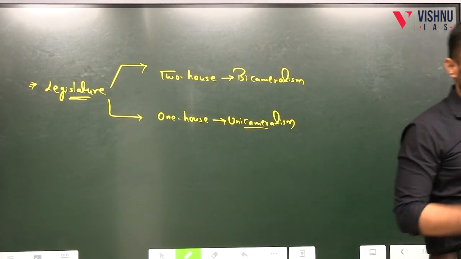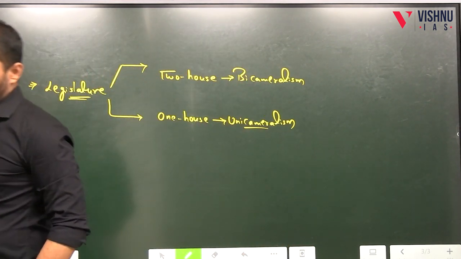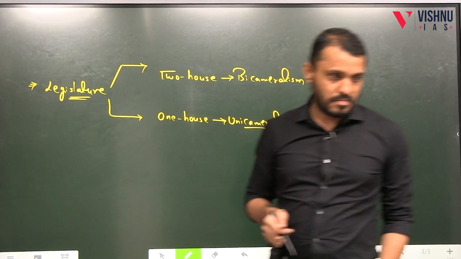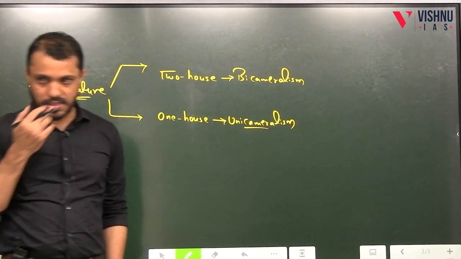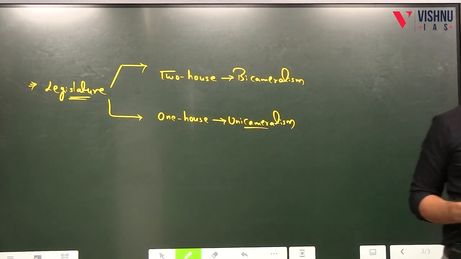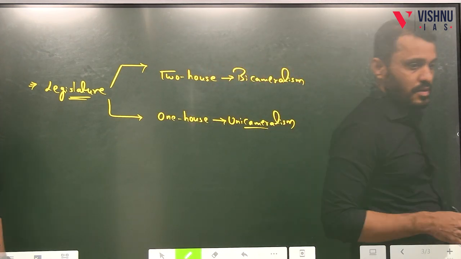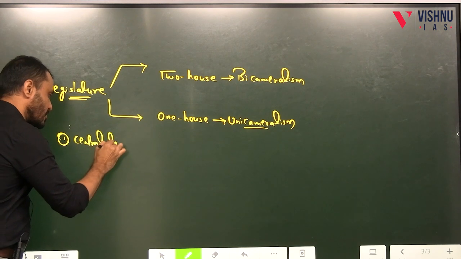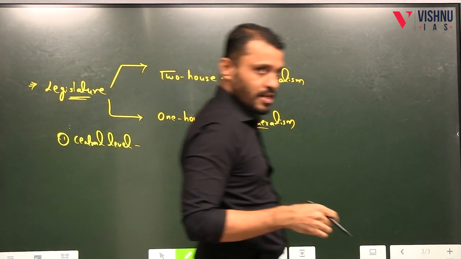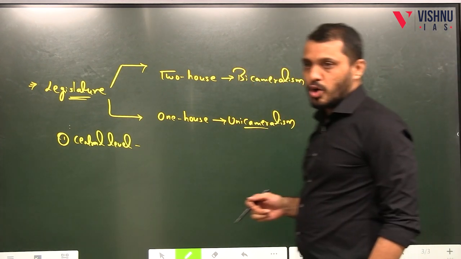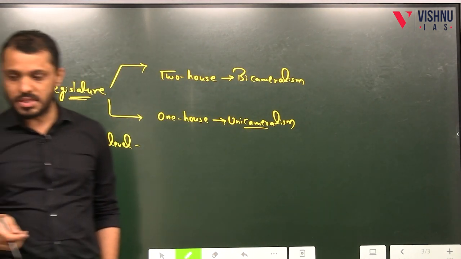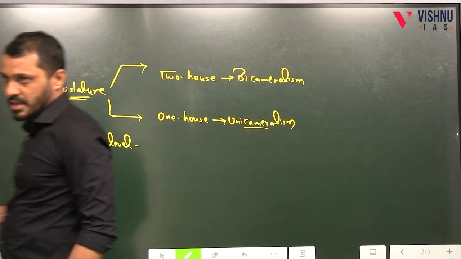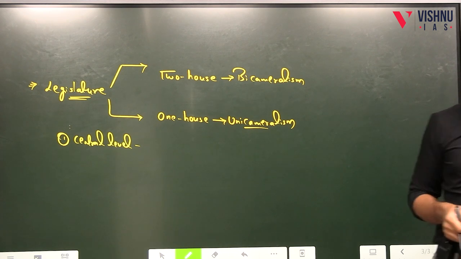Now, notes. Indian Parliament is always bicameral in nature. Next point. The concept of bicameralism was introduced for the first time, write down two dots: number one, central level, take hyphen, Montagu-Chelmsford reforms 1919. Second point, state level, take hyphen, Government of India Act 1935.